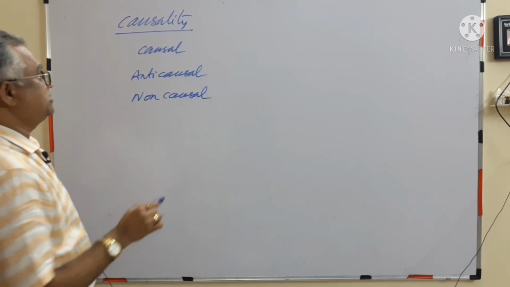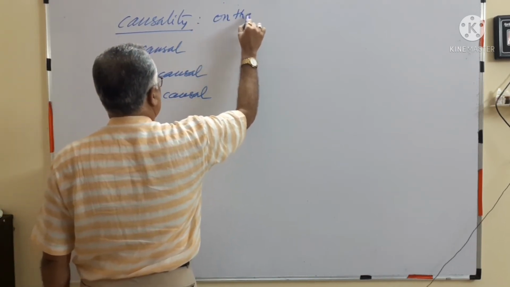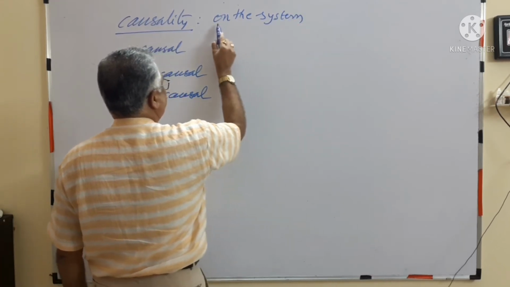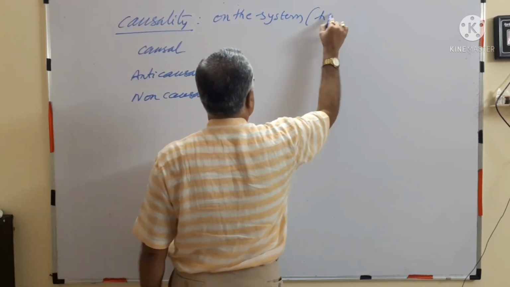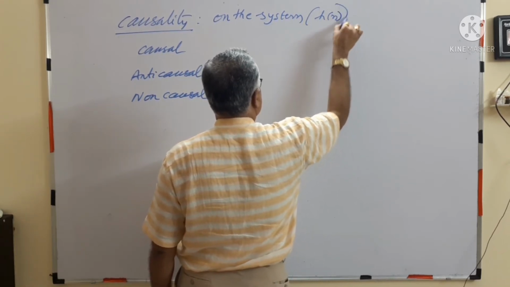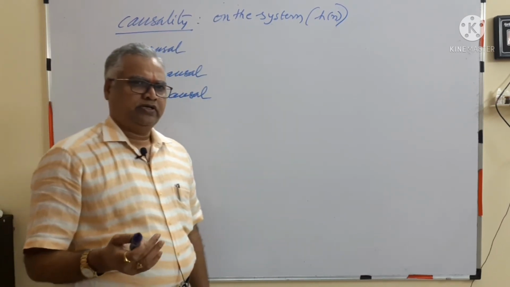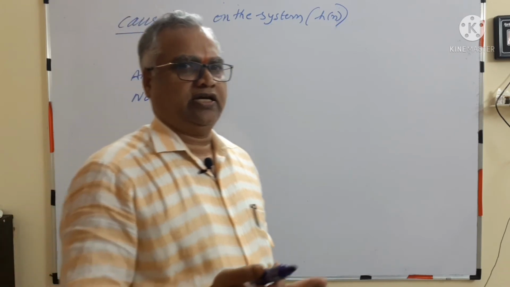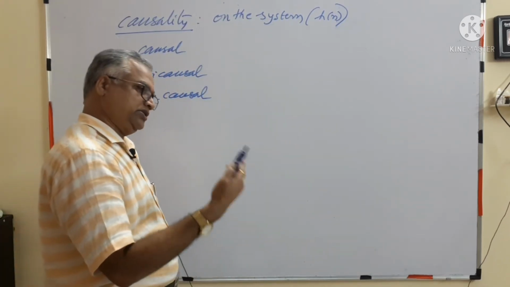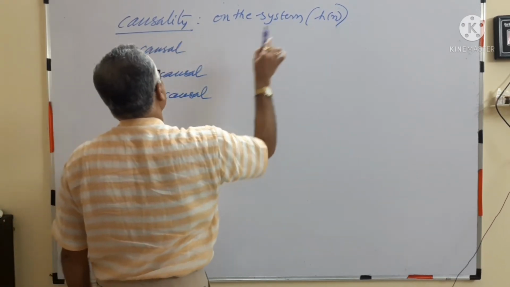So this causality is applied on the system we are talking about. When I say the system, I mean h of n. System is always h of n. Signal is x of n. A signal can be input or output, but the system is h of n. Causality is applied on the signal as well as the system. So we are discussing the system.